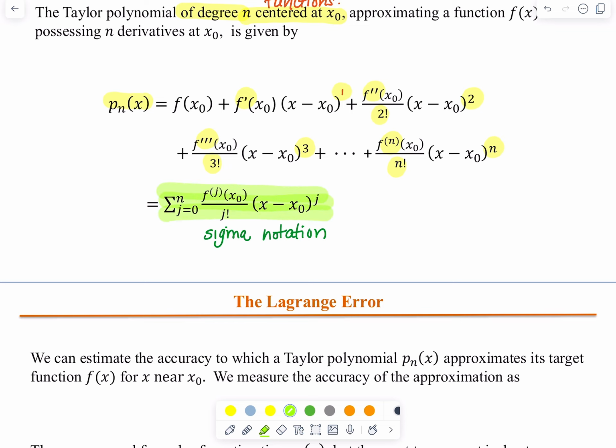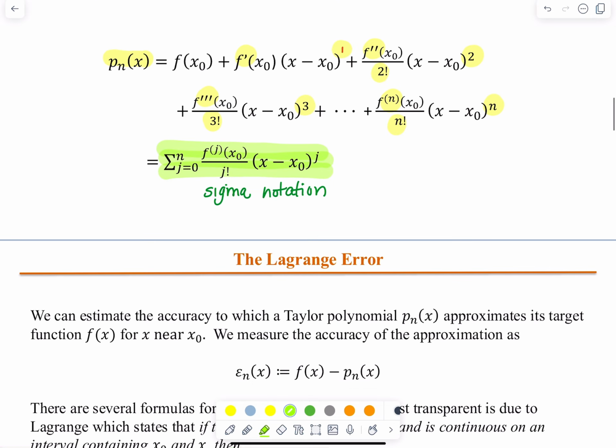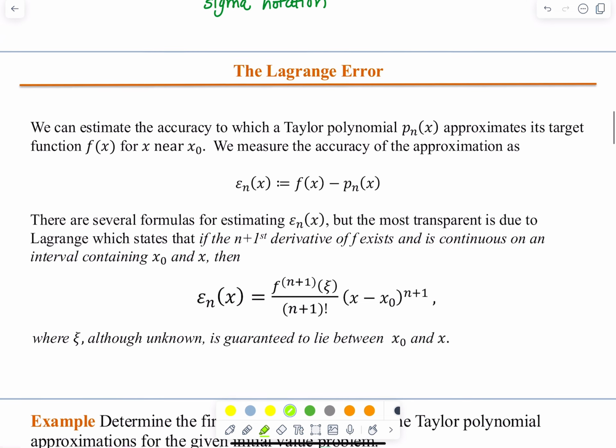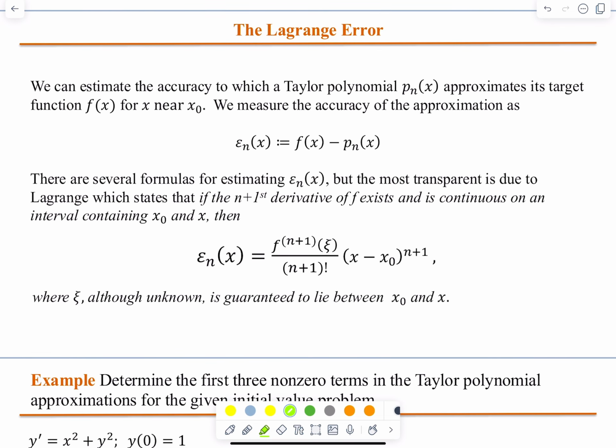Okay, so let's take a quick look at what an estimate of error would be by using this approximation. If we are using the Taylor polynomial to approximate a function for x near x naught, we measure the accuracy of the approximation as this expression right here. So we have the error incurred by using the Taylor polynomial to approximate the function f of x as epsilon of x.